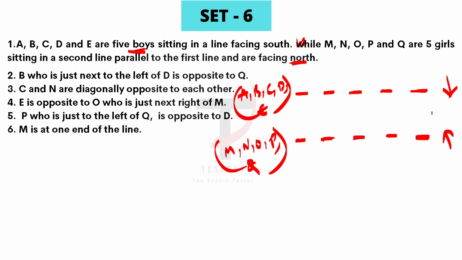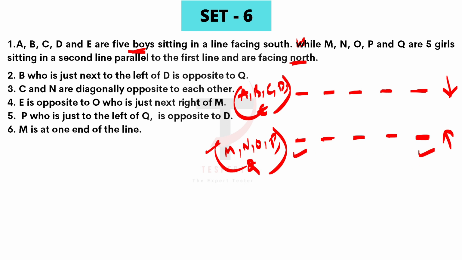Just have a look at statement number 6, which says that M is at one end of the line. So where is M? M is here. M is a girl, which means M must face the north direction. M is at one end of the line. So M can be here. M can also be here.